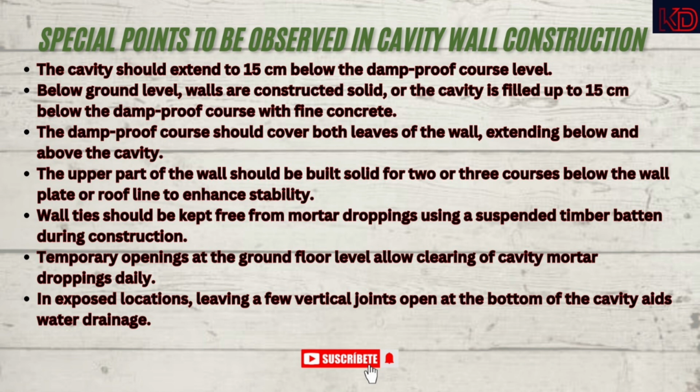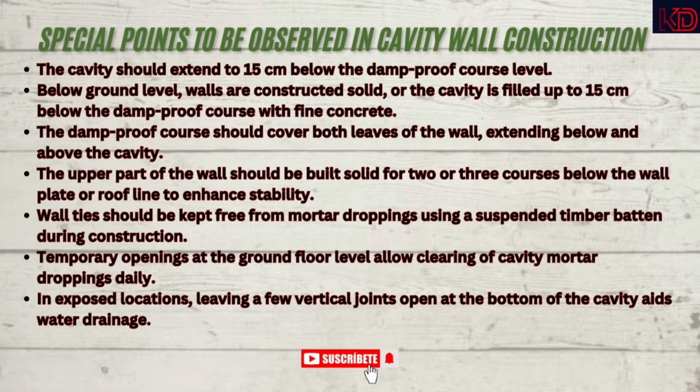The upper part of the wall should be built solid for 2 or 3 courses below the wall plate or roof line to enhance the stability. Wall ties should be kept free from the mortar droppings using a suspended timber batten during the construction.